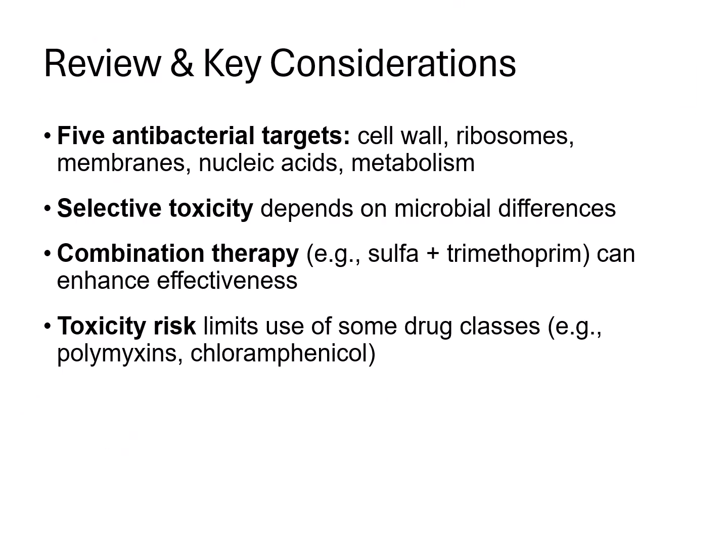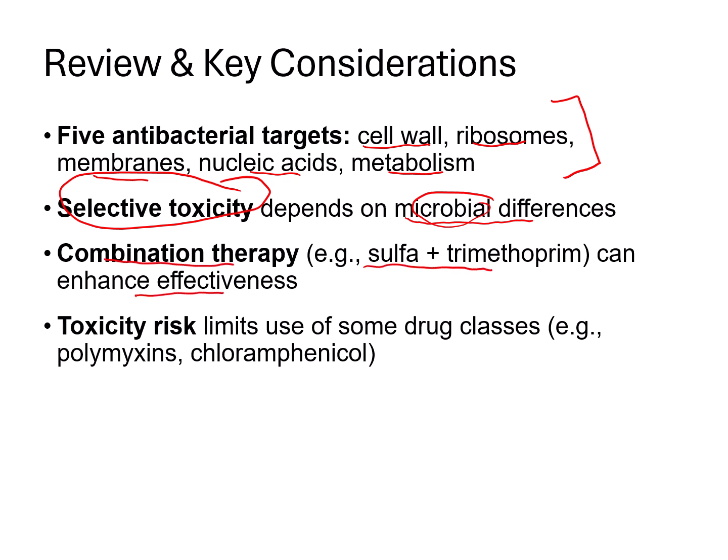To recap some of what we've talked about in 14.3, there are several antibacterial targets of these drugs. They could attack the cell wall, protein synthesis, membranes, nucleic acids, or even metabolism, as we just saw. How well the drug targets the microbe without harming us, this is known as selective toxicity, depends on how different the microbial structure is from the human host cell equivalent structure. Combination therapy is often used where we combine drugs in order to make the treatment more effective and or lower the likelihood for resistance to the drug.